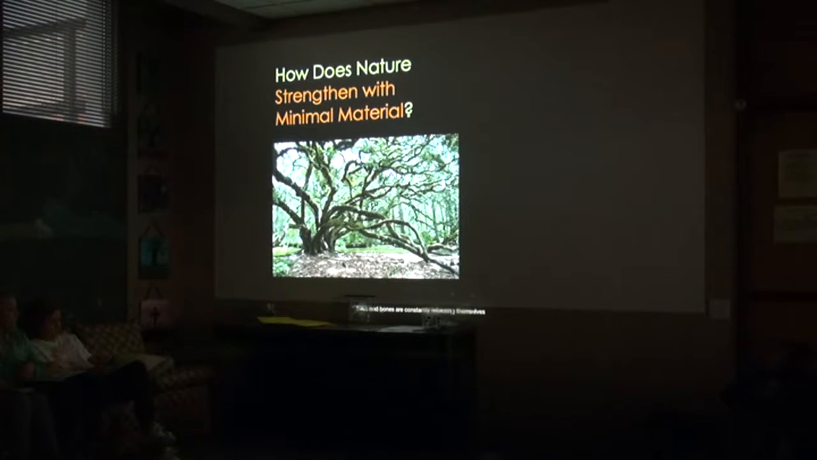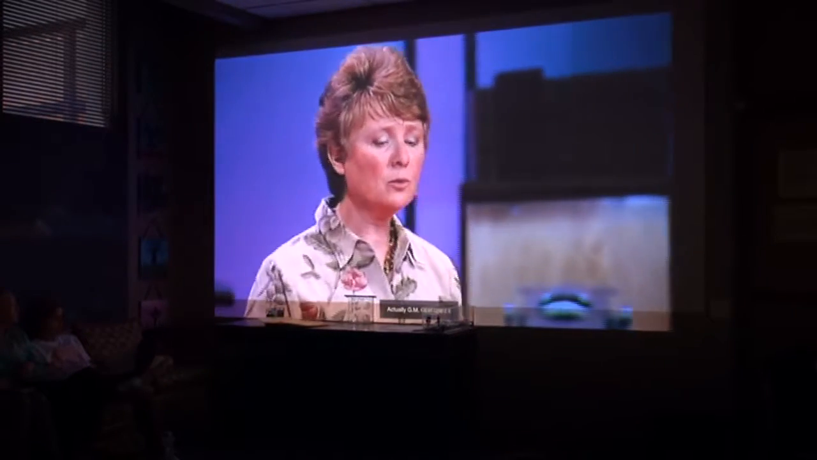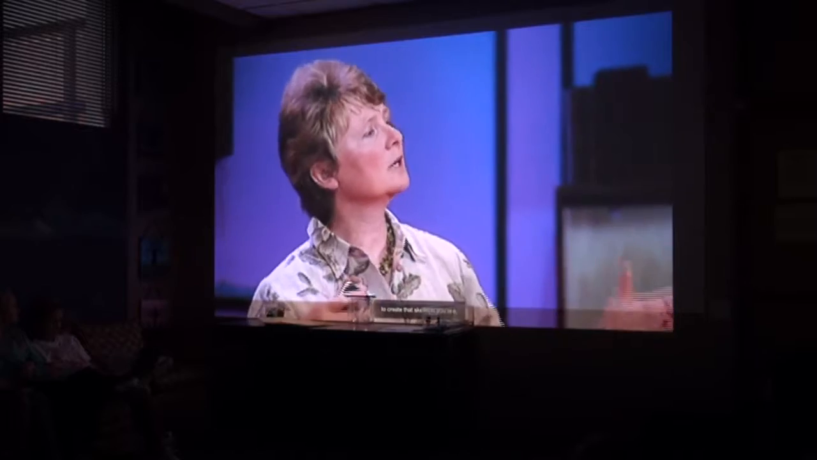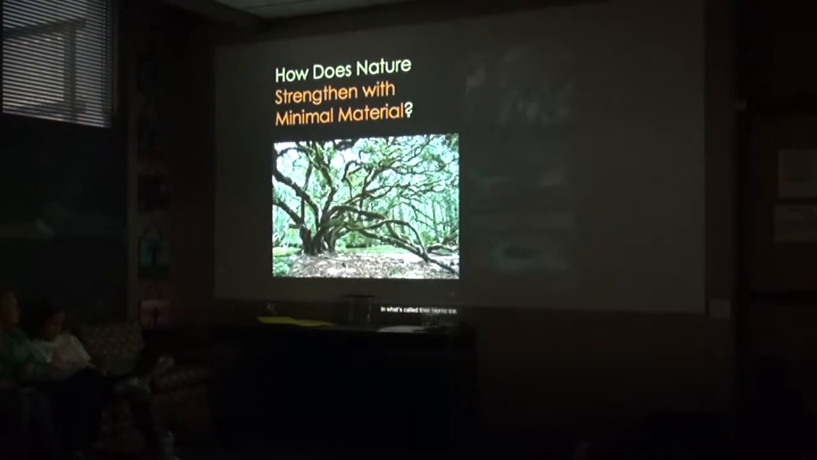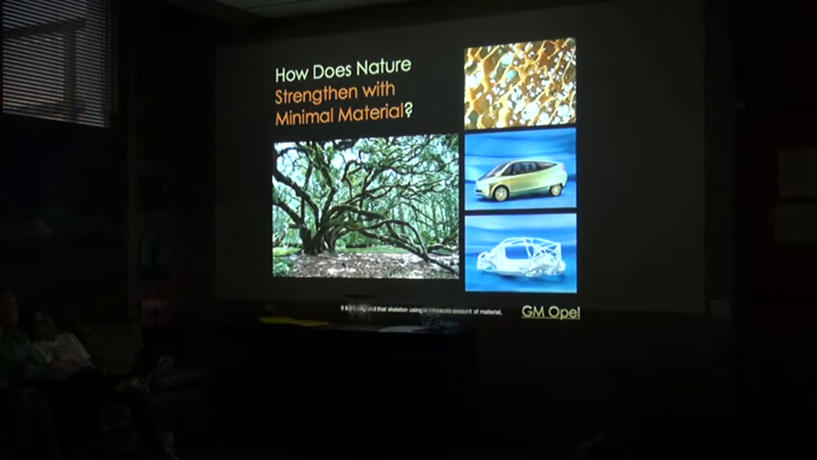Trees and bones are constantly reforming themselves along lines of stress. This algorithm's been put into a software program that's now being used to make bridges lightweight, to make building beams lightweight. Actually, GM Opel used it to create that skeleton you see in what's called their bionic car. It lightweighted that skeleton using the minimum amount of material, as an organism must, for the maximum amount of strength.